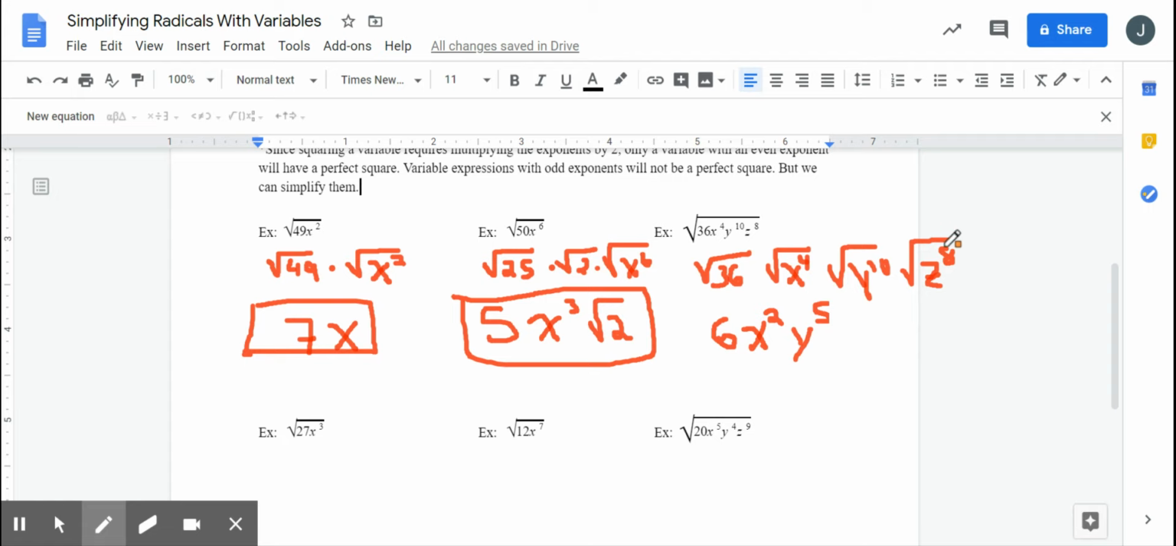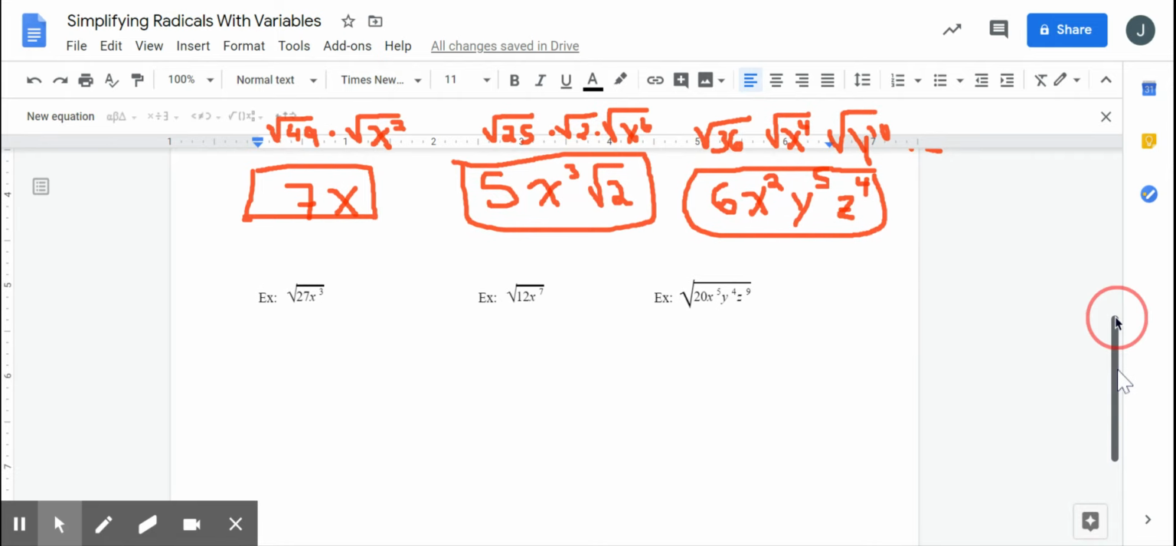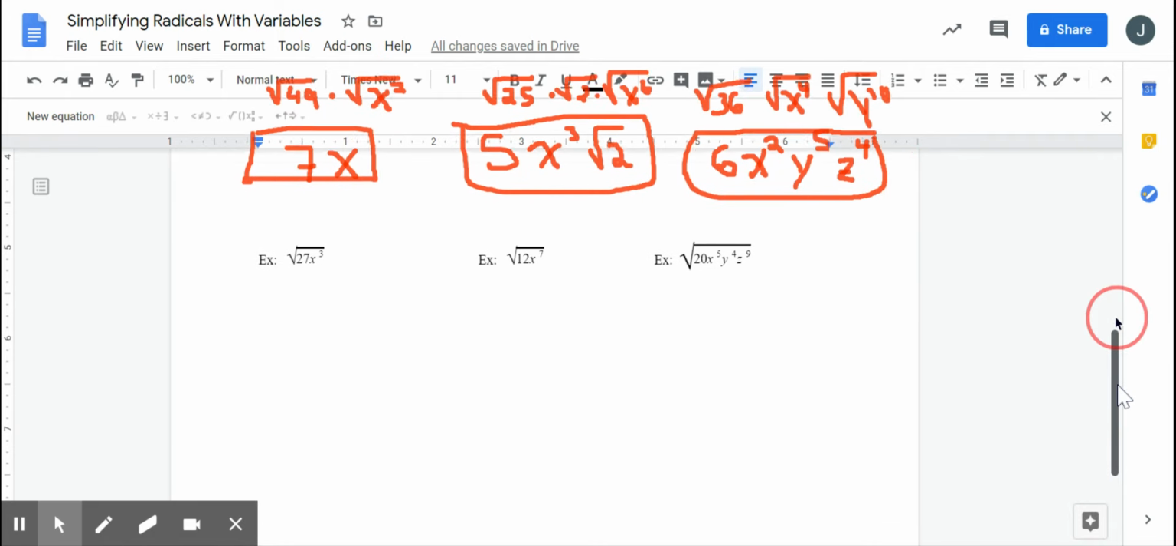The square root of z to the 8th we can take because the exponent is even. 8 divided by 2 is 4. So z to the 4th is going to be the square root of z to the 8th. Okay, so that is going to be your simplified answer. And in these cases, we had a lot of perfect squares. Okay, now in the next 3 examples, it's not going to work out clean in every case.